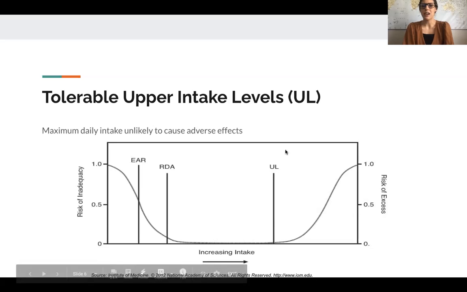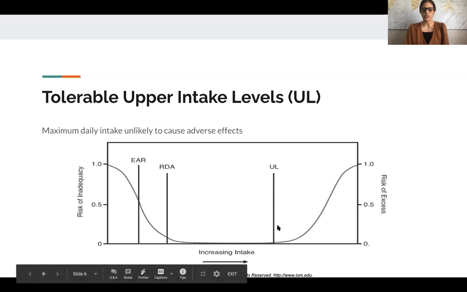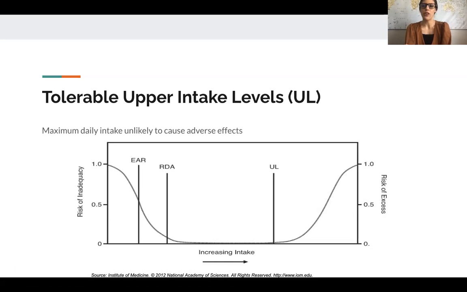However, we then establish an upper intake level for nutrients. And what this is saying is this is the maximum amount of a nutrient that you can have before you start to see adverse effects. So for example, for vitamin C, the RDA is set at 65 to 90 milligrams per day.